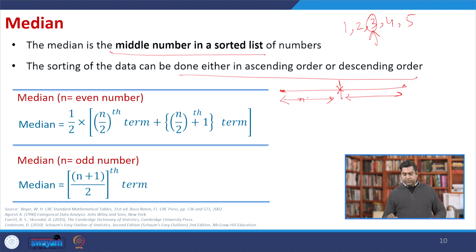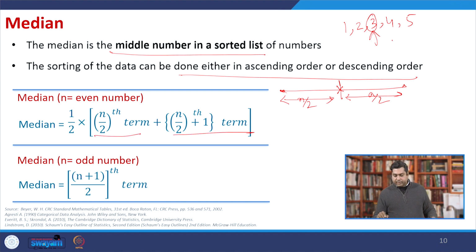So, this is something you can say n by 2, n by 2, but for an even number you have to do this kind of calculation, where you take the value of n by 2 and then the n by 2 plus 1 term, and then these two things are added and divided by 2.